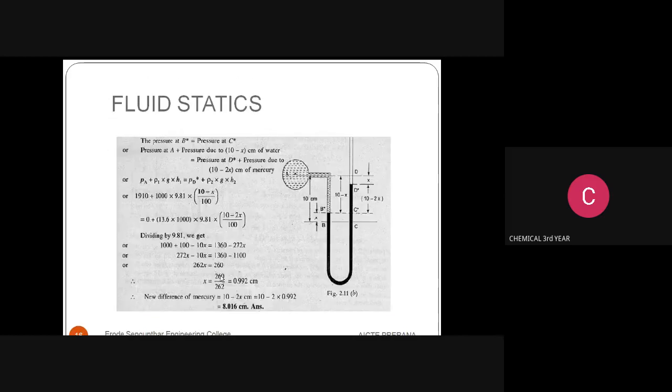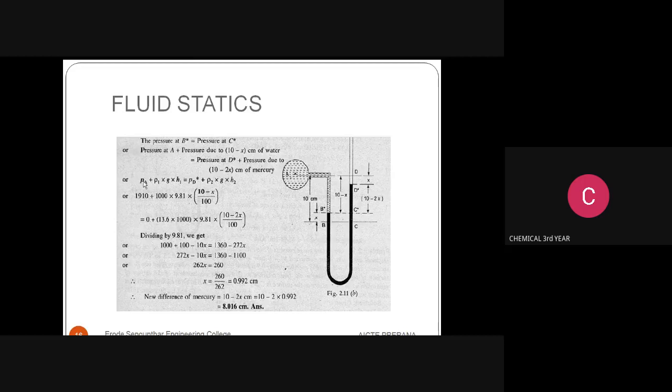So now you need to calculate the pressure at B. Since both B and C lie on the horizontal line, the pressure at B and C will be the same. Likewise, the pressure at B star is equal to the pressure at C star, or you can say pressure at A plus pressure due to 10 minus x centimeter of water. This is equal to pressure at D star plus pressure due to 10 minus 2x centimeter of mercury. So if you equate PA plus rho 1 into g into h1, which is equal to PD star plus rho 2 into g into h2.